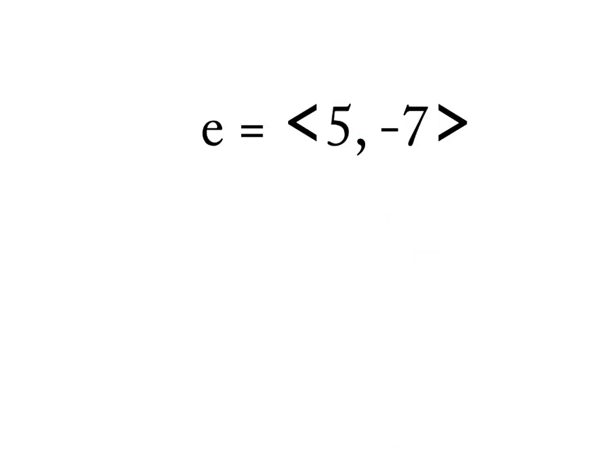Let's see if you can do this all on your own. Jump over to this problem, 5, negative 7 for vector e, and get its magnitude. Pause the video and come back.